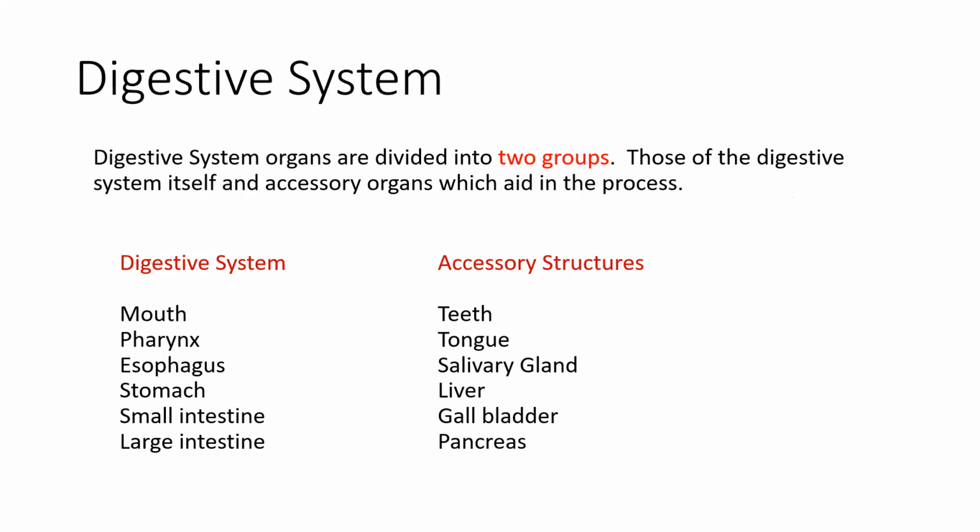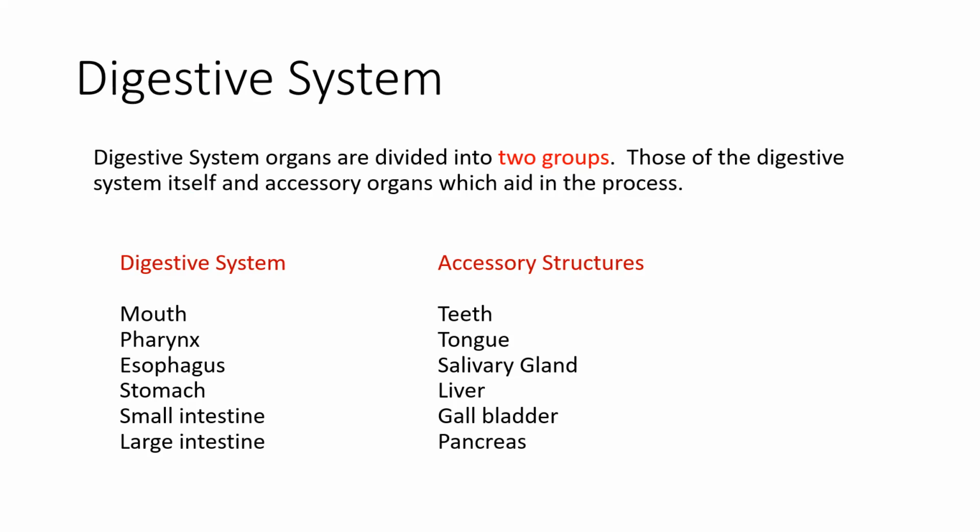Now, our digestive system has two key parts, two separate sets of structures. We have the digestive system proper: the mouth, the pharynx, the esophagus, the stomach, the small intestine, the large intestine, we might as well say the rectum and the anus. Those are the areas that food passes through.